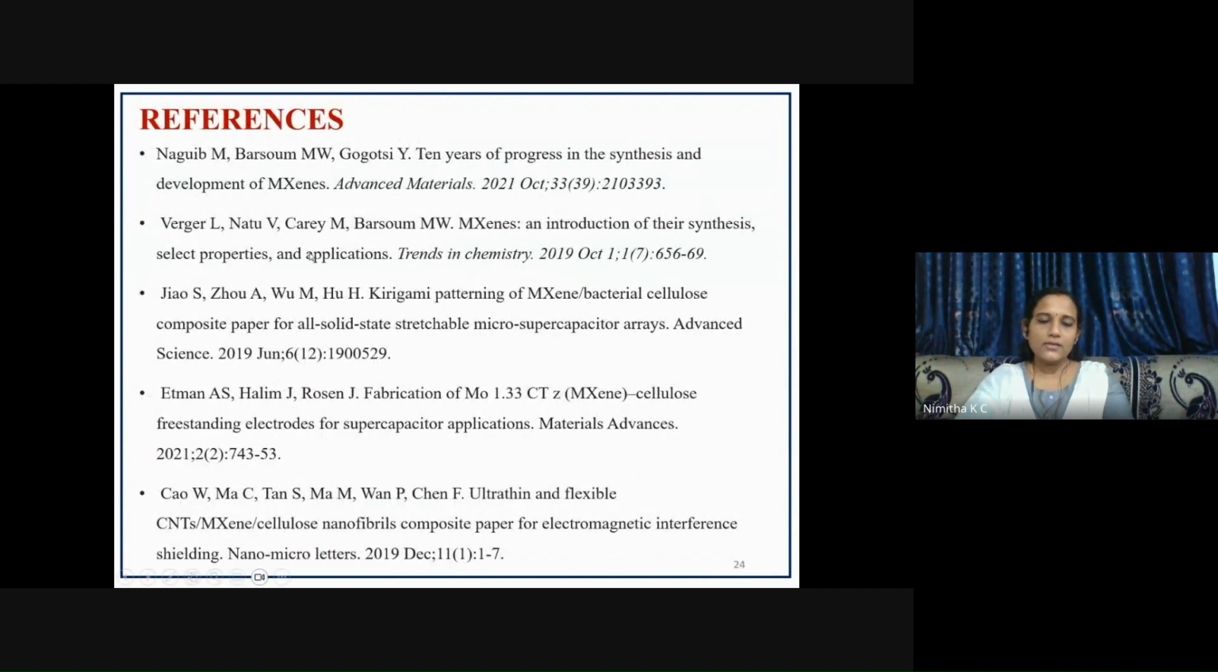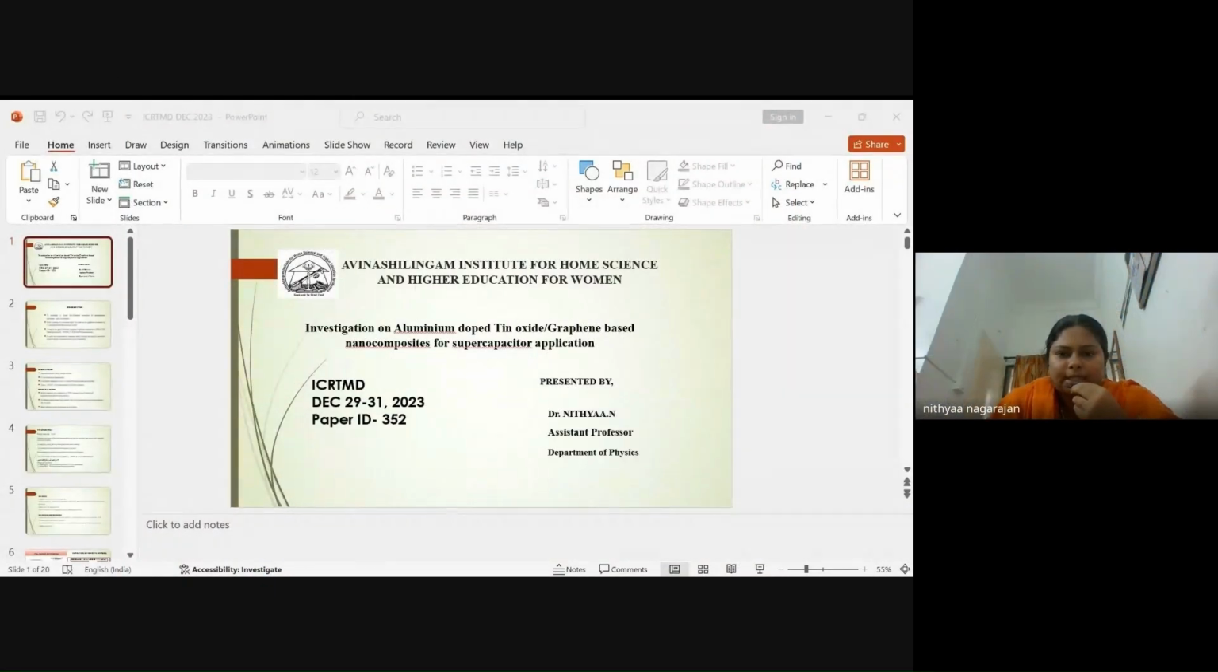These are the references. Investigation on aluminum doped tin oxide graphene based nanocomposites for supercapacitor applications. As we know, there is always a depletion of fossil fuels and there is a need for renewable energy storage devices. The objective of this work was to find an alternative, that is aluminum doped tin oxide graphene composites for supercapacitor application, which has been rarely investigated.